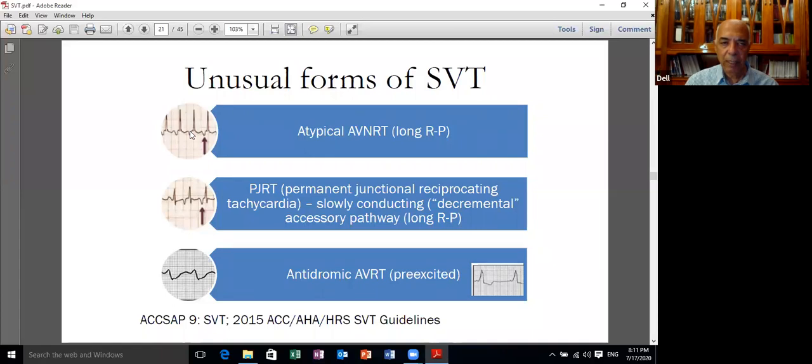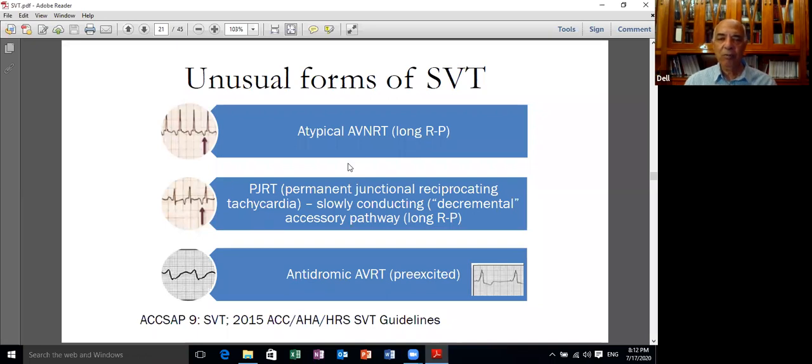The impulse will go down from the fast pathway, and as a result of going up the slow pathway, it takes a long interval until we get activation of the atrium, and then the ventricle. So it results in a long RP tachycardia in contrast to the typical AV nodal tachycardia. So this is a fast-slow tachycardia in contrast to the slow-fast AV nodal re-entry tachycardia. Sometimes you get the P wave exactly in the middle.